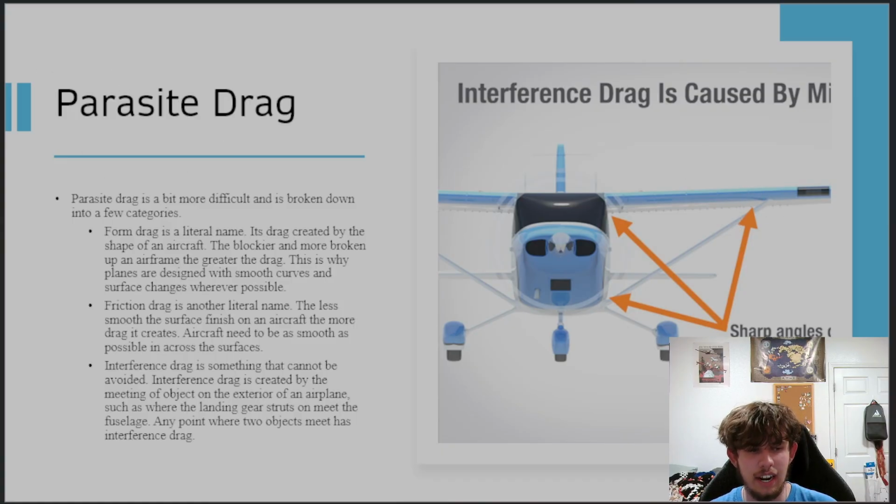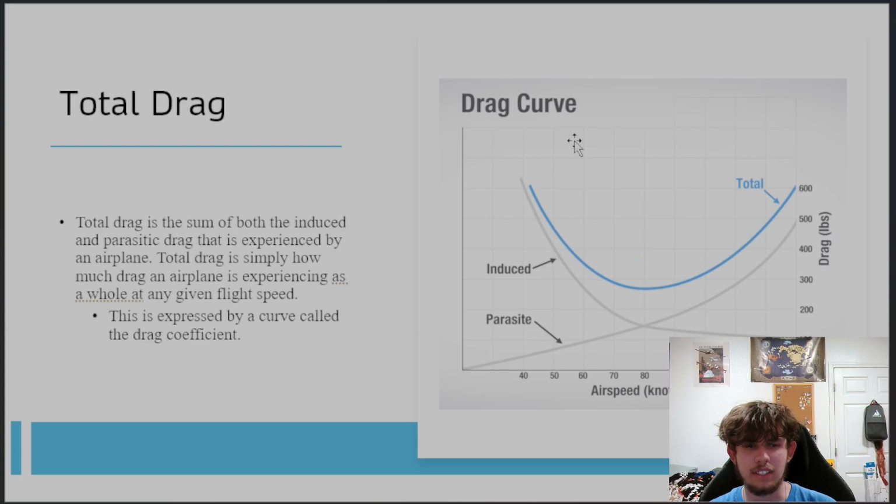However, parasitic drag is not as problematic at lower airspeeds, whereas induced drag is problematic at lower airspeeds. Parasitic drag becomes a problem at higher airspeeds, as there's more air pushing back on those imperfections, those surface meetings, and anything that's sticking out.